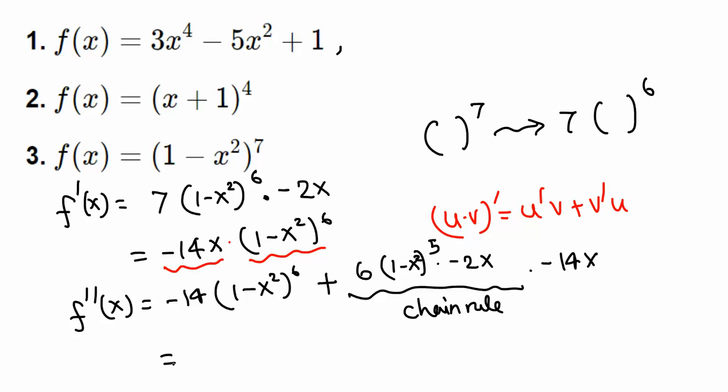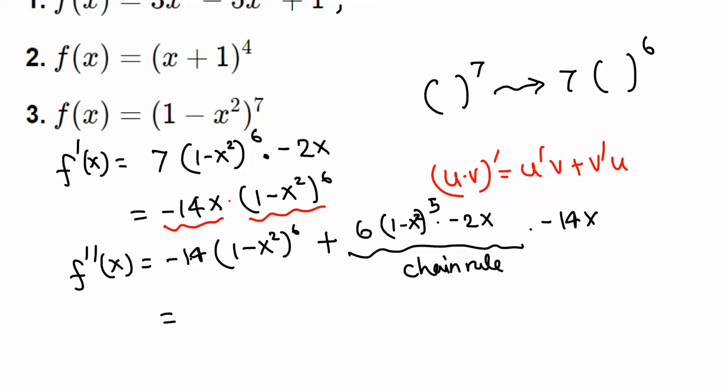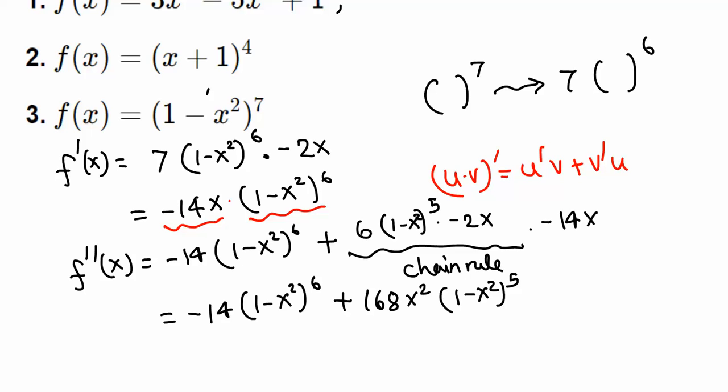Now let's simplify because there are a lot of negatives. So negative 14 times 1 minus x squared to the 6th, negative negative is positive and positive positive, 6 times 2 is 12, 12 times 14, use your calculator, that's 168. Okay, and x squared, and we have 1 minus x squared raised to 5. Okay, this is final. Okay, we can simplify further, but that's not required.